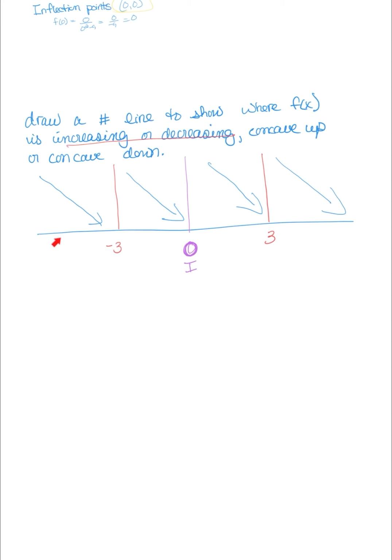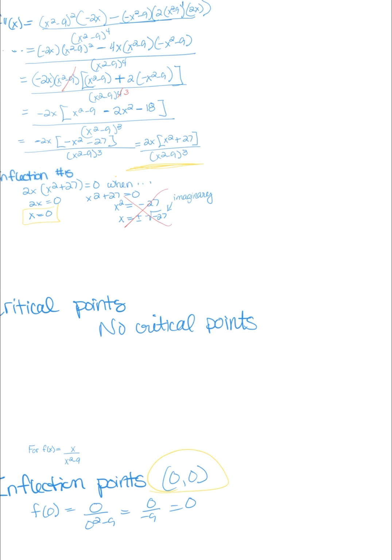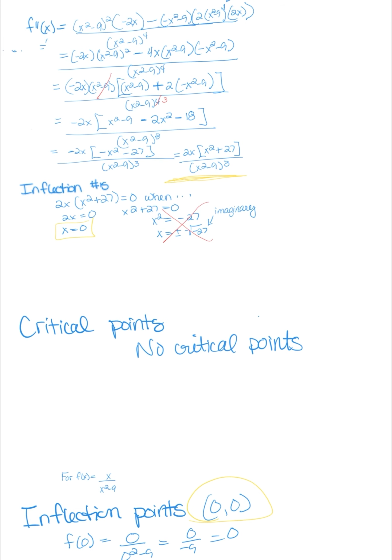So we're going to plug in test values here, here, here, and here into our second derivative and see what happens. So right here, I'm going to say negative 100 can be our test. Here, negative 1 can be our test. Here, 1 can be our test. And here we'll do 100 as a test. Okay, so our second derivative is right here.